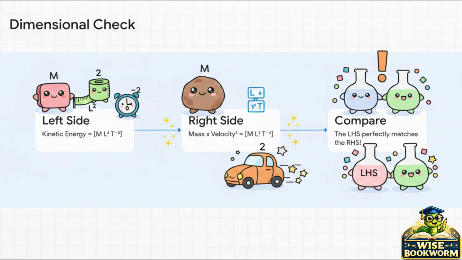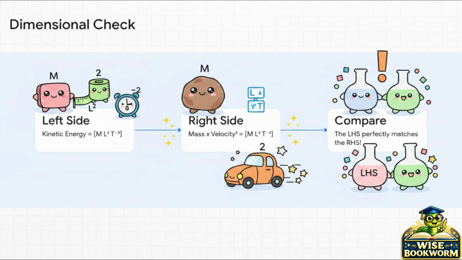Step 1, the left side. Kinetic energy has the dimensions of mass times length squared divided by time squared. Okay, step 2, the right side. We take mass, which is just M, and multiply it by velocity squared. Well, velocity is length over time, so we just square that whole thing to get length squared over time squared.